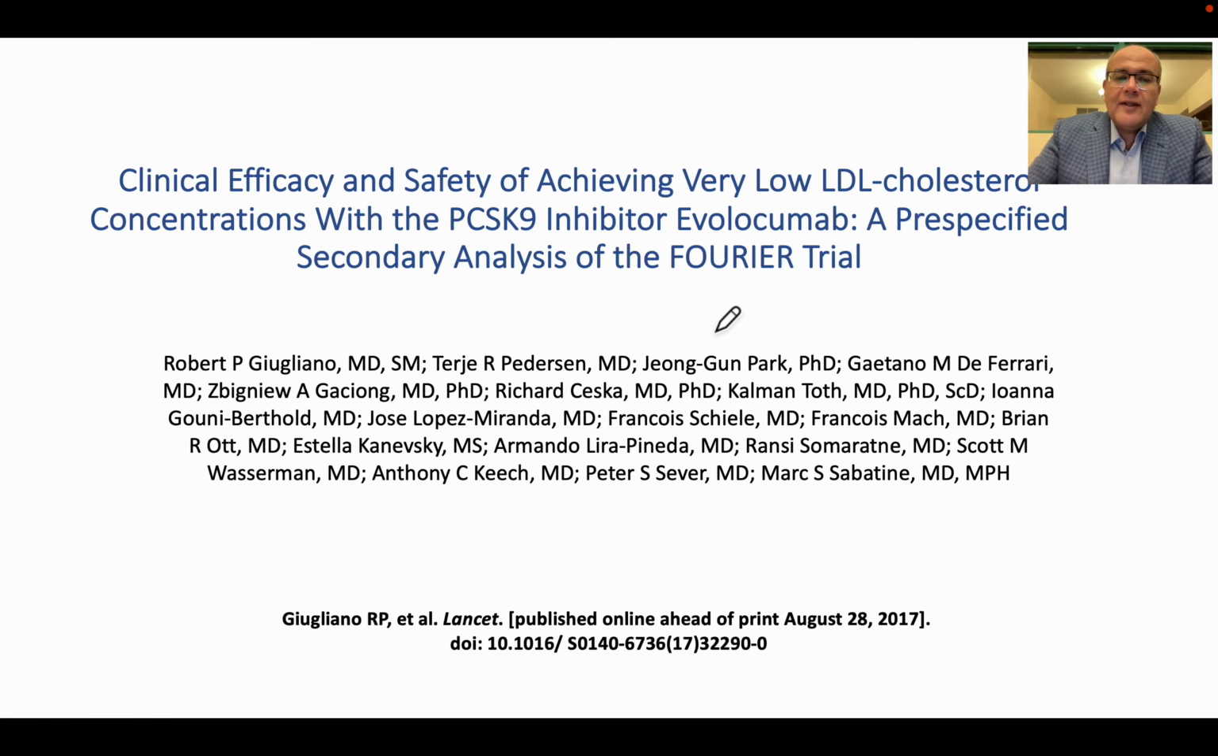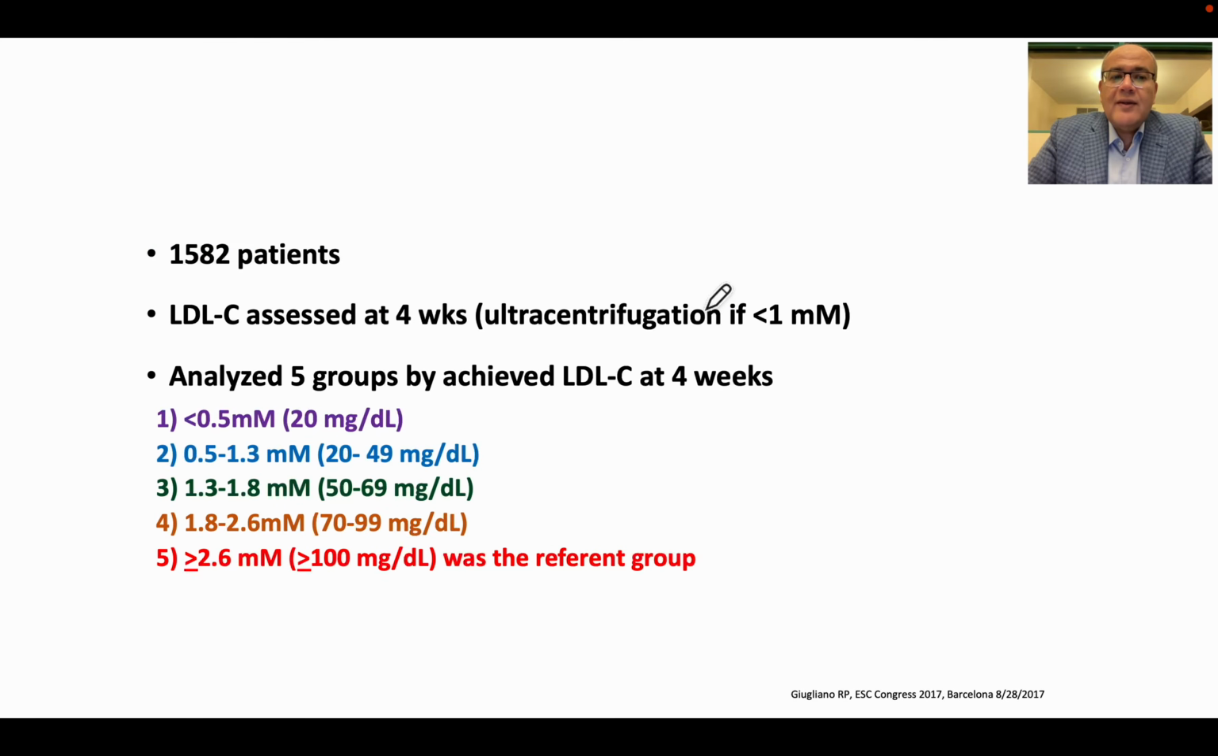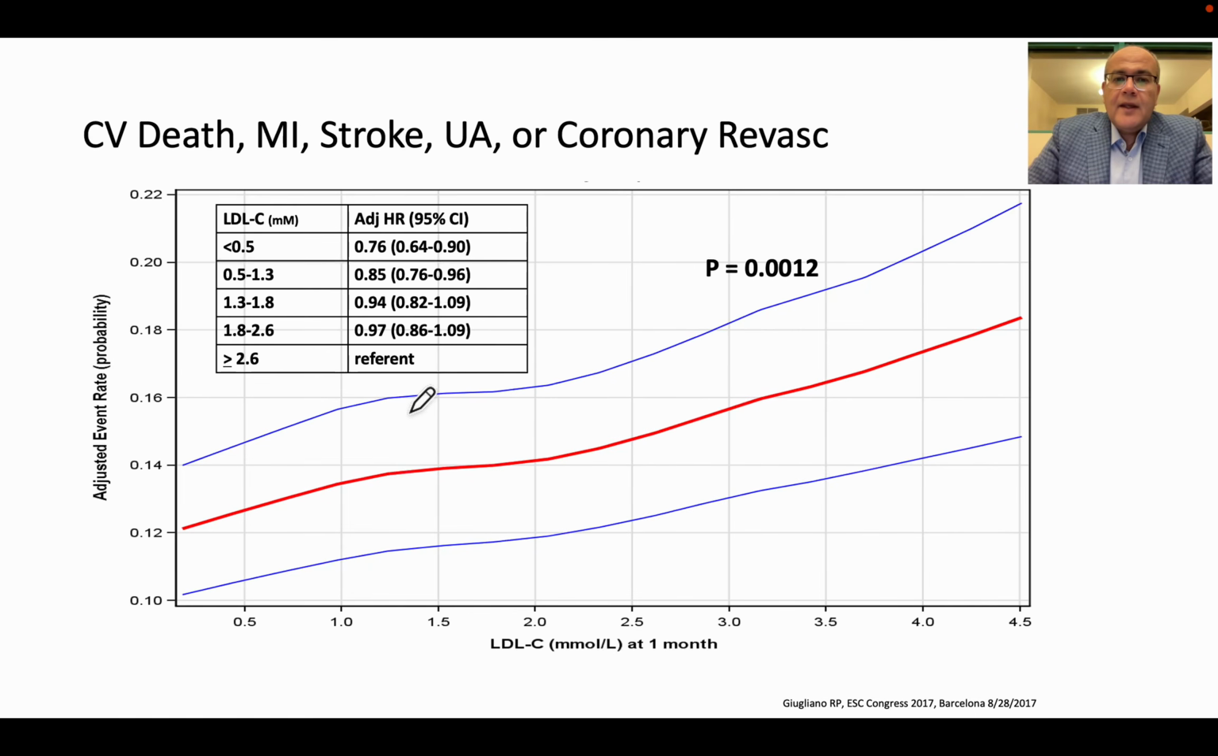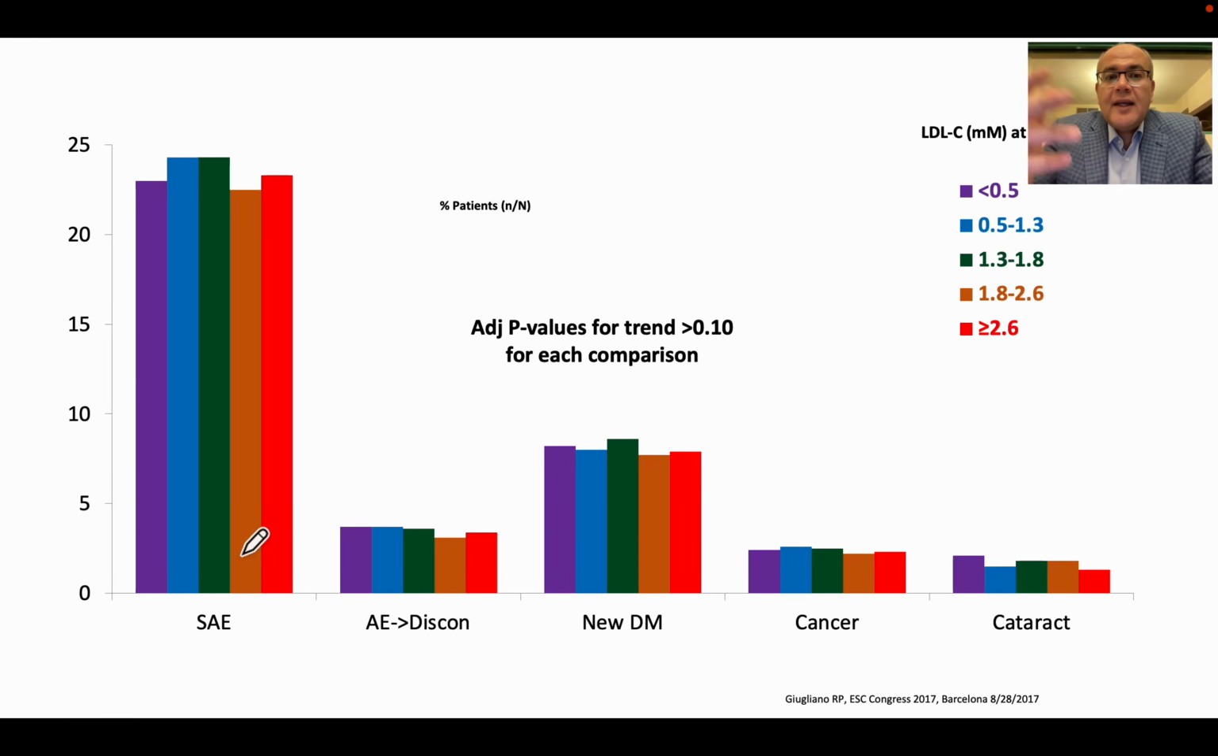Looking again at the FOURIER trial, the subgroup of patients who reached very low levels of LDL, which is less than 1 millimole. And you see what happens as the LDL goes below 1 and even below 0.5. You see here that we still get reduction in atherosclerotic events even when we go below 1 and even when we go below 0.5. It seems that the ideal LDL that we were created to live with is probably in the range of 0.2 or 0.3. So going below 1 is definitely useful, and it protects from more events. And again, it's not harmful.